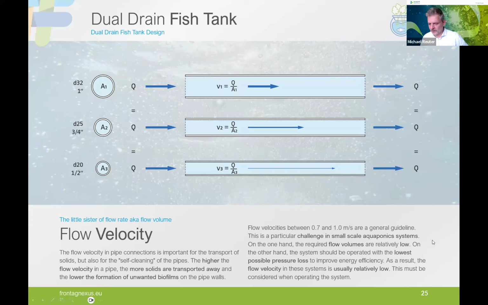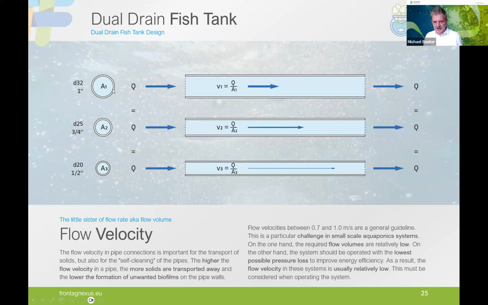So usually we say that we want to have flow velocities of 0.7 to 1.0 meters per second, which is quite fast. And oftentimes we don't get that in small RAS systems. So we have to keep that in mind, that our flow velocity might be not fast enough to prevent biofilm growth, and that we have to clean our pipes from time to time in smaller systems, especially. In larger systems, that's not that much of an issue because we have these higher flow velocities.